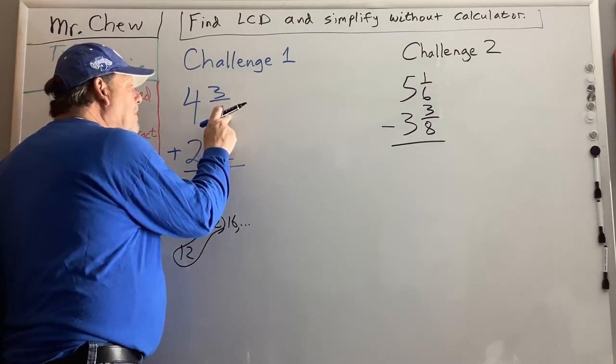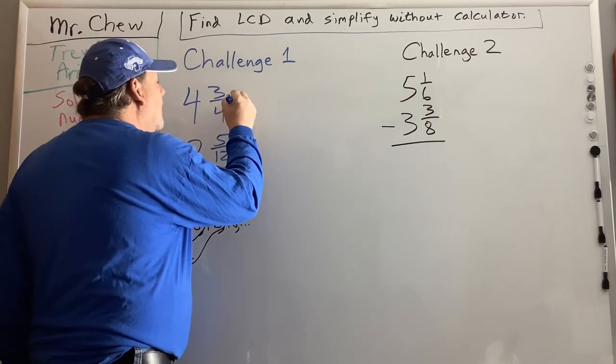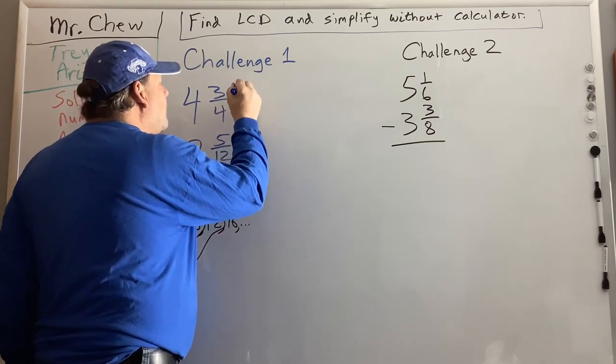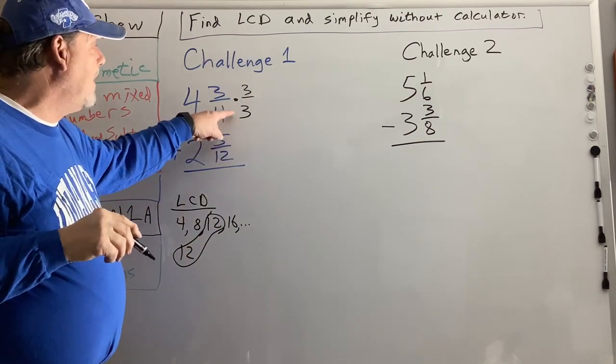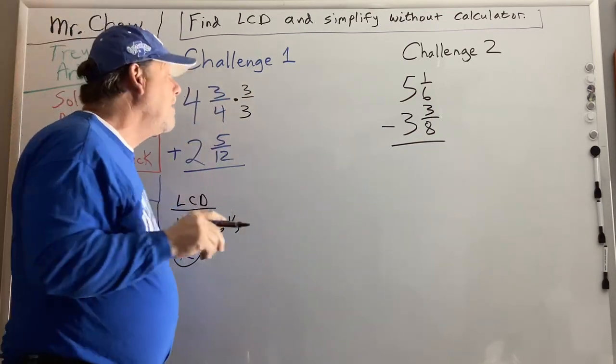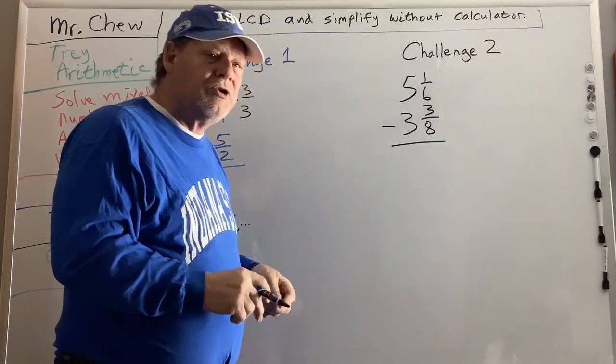So, what do you multiply by 4 to make it a 12? Well, count over 1, 2, 3. So I'm going to take the 3/4 and multiply it by 3 over 3. Because you always have to multiply the numerator and denominator by the same number. Remember, we are doing these without a calculator. Anybody can push the buttons.